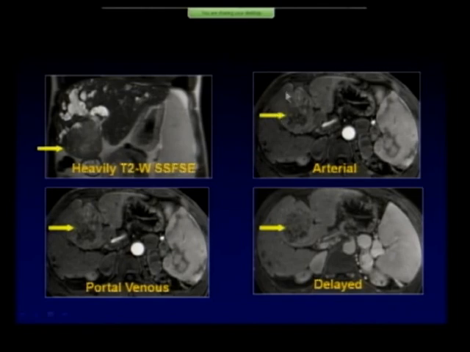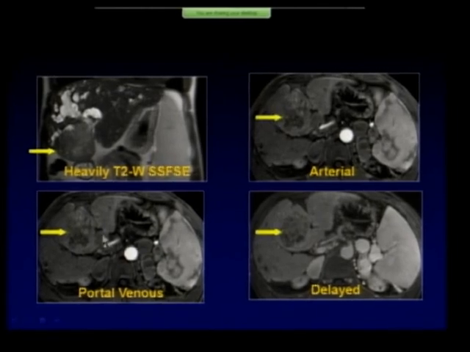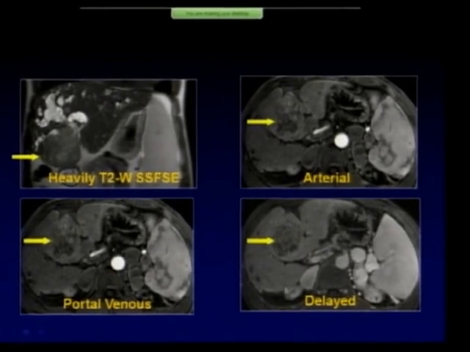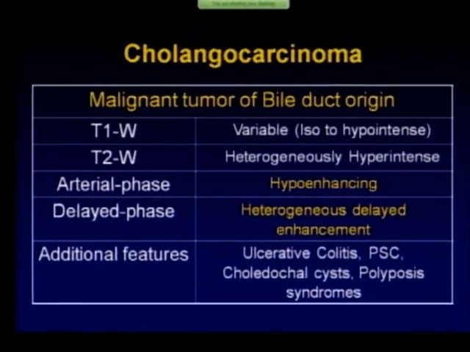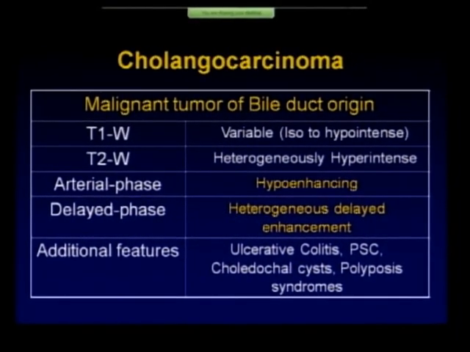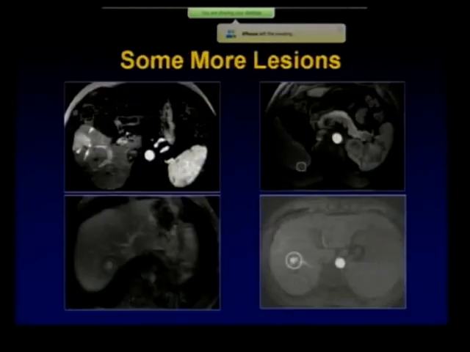On arterial phase, heterogeneous enhancement which persists. There is no washout within this lesion. So this was a cholangiocarcinoma, which is a malignant tumor of bile duct origin. Arterial phase, hypo-enhancing, and delayed phase, it demonstrates heterogeneous delayed enhancement. Additional features are history of ulcerative colitis, primary sclerosing cholangitis, choledochal cysts, or polyposis syndromes.